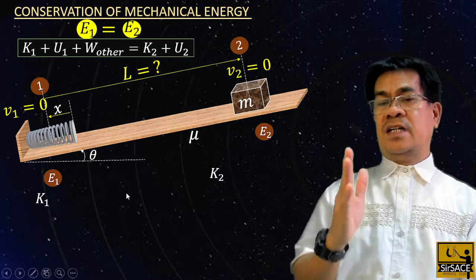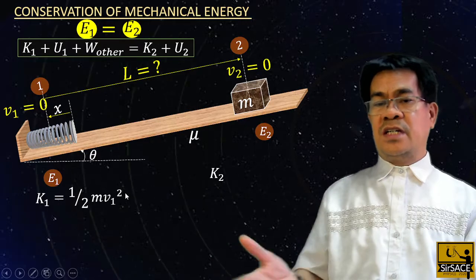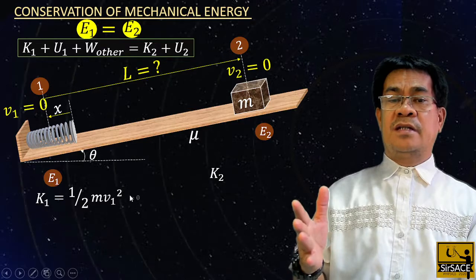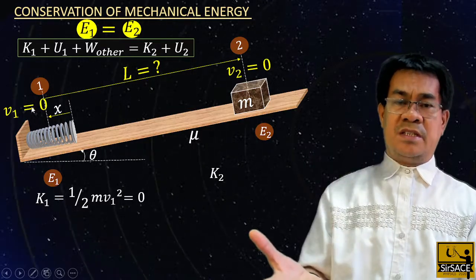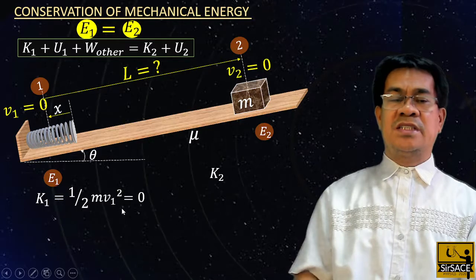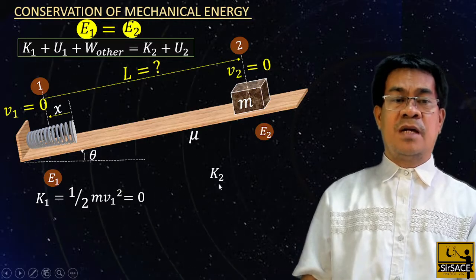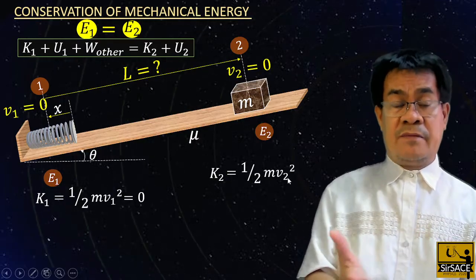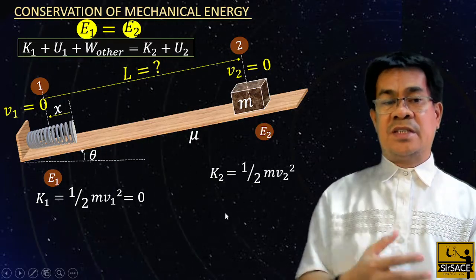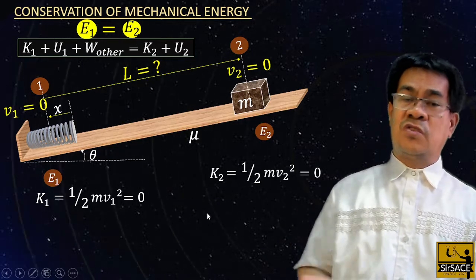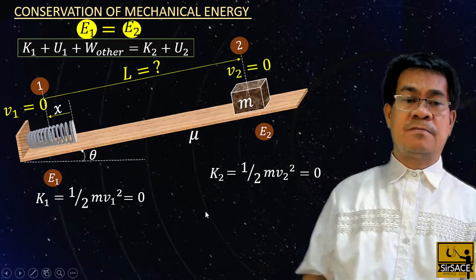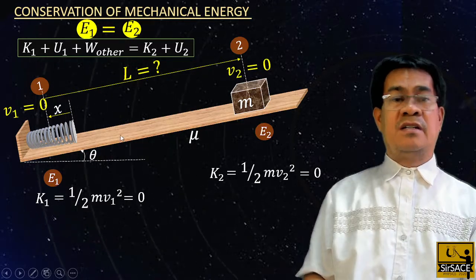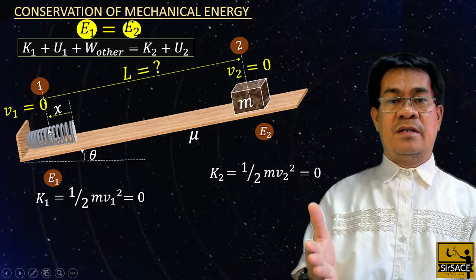So therefore, at the initial point, the kinetic energy initial is 1/2 mv1 squared. And remember that our initial velocity is 0, which means that the kinetic energy initial is equal to 0. Now, for the final kinetic energy, same formula. We have 1/2 mv2 squared for the final velocity. But since the final velocity is 0, then the kinetic energy is also equal to 0. Okay, so therefore, we don't have the kinetic energy from point 1 to point 2.